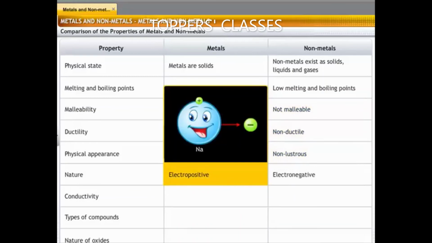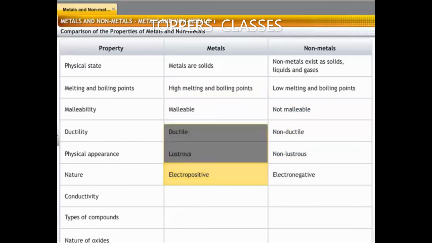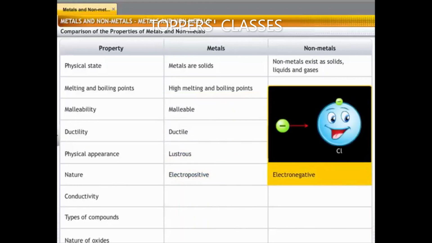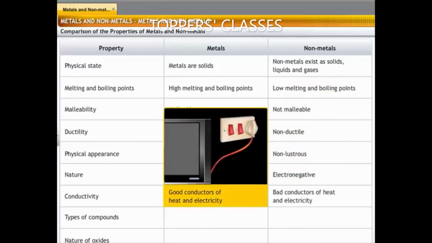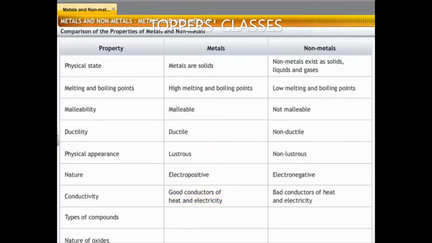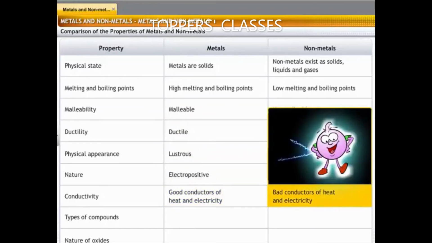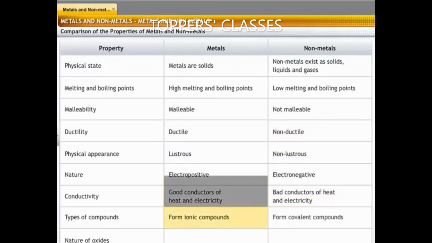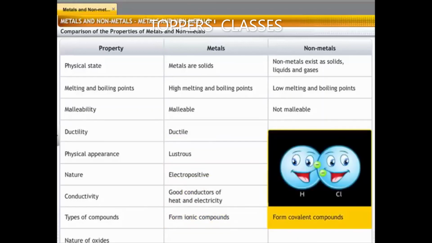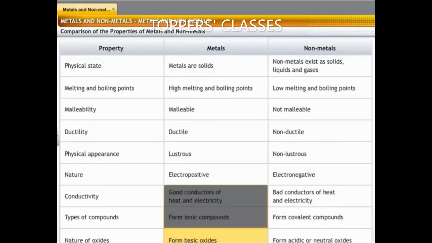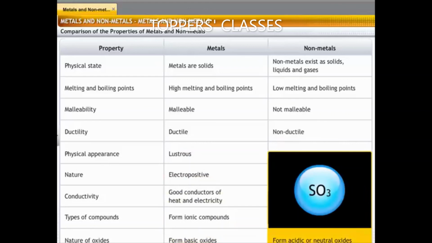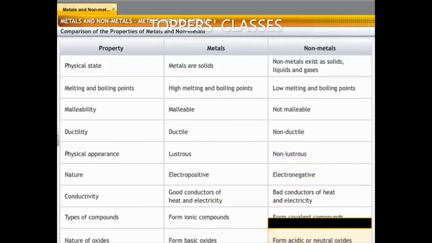Metals are electropositive, that is, they tend to lose electrons, while non-metals are electronegative because of their tendency to accept electrons. Metals are good conductors of heat and electricity, while non-metals are bad conductors of heat and electricity. Metals form ionic compounds, while non-metals form covalent compounds. Metals form basic oxides, while non-metals form acidic or neutral oxides.